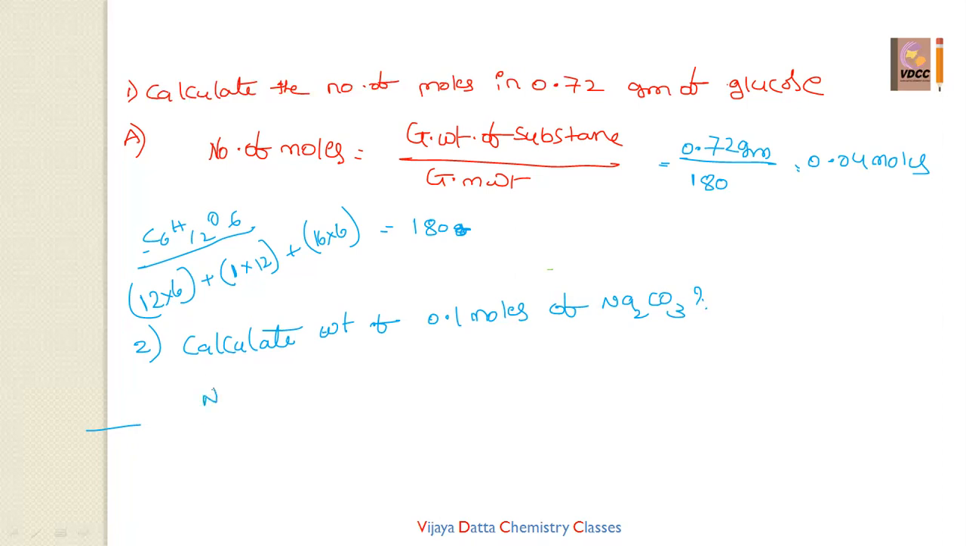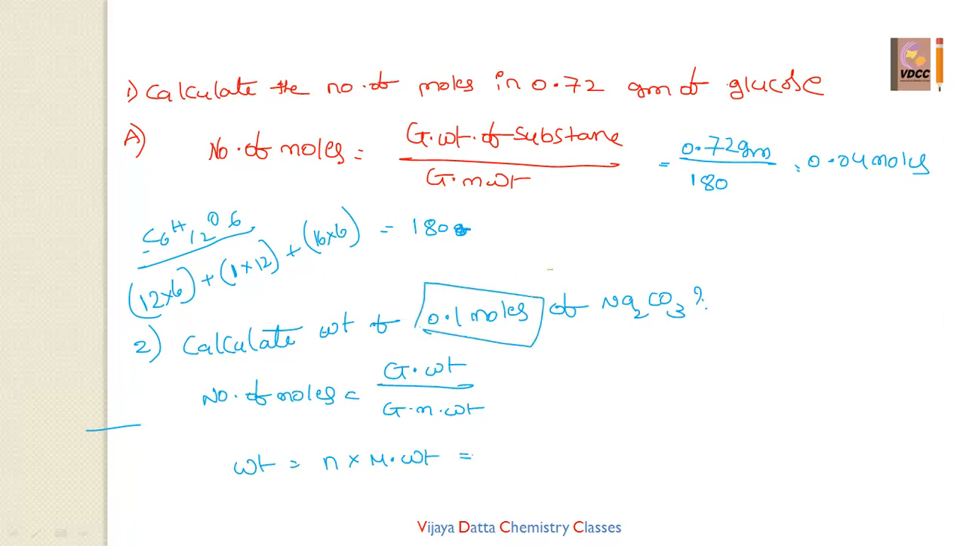Okay, write the formula. Number of moles equals given weight by gram molecular weight. We want weight now. So weight equals, if you cross multiply, number of moles, which I will represent with small n, into molecular weight. How many moles are given in the problem? 0.1 moles are given. So 0.1 into what is the molecular weight for Na2CO3?